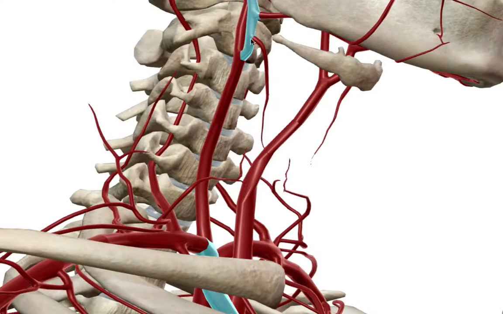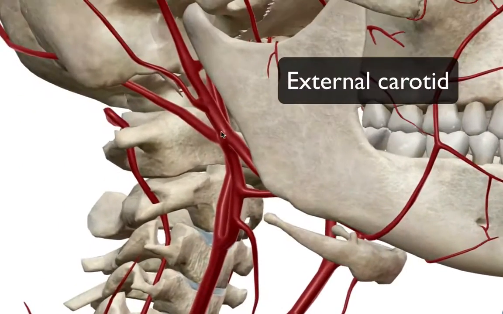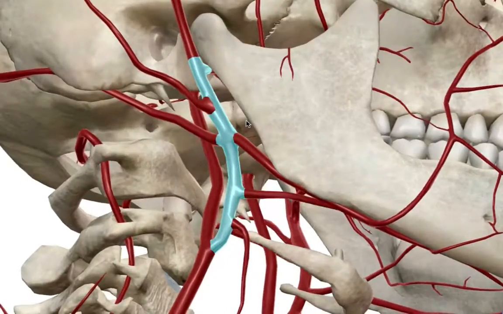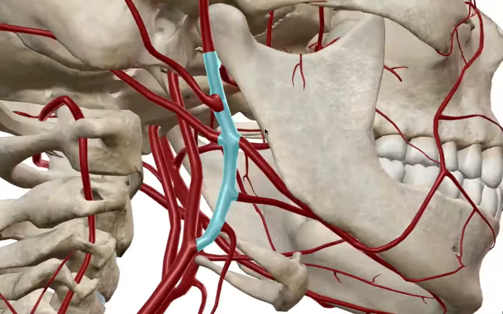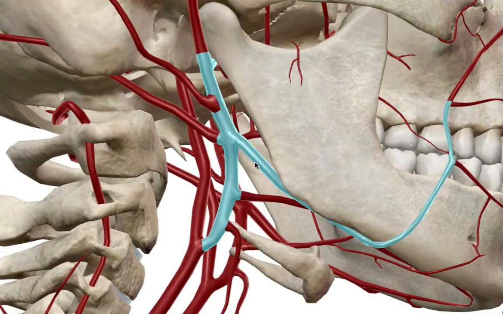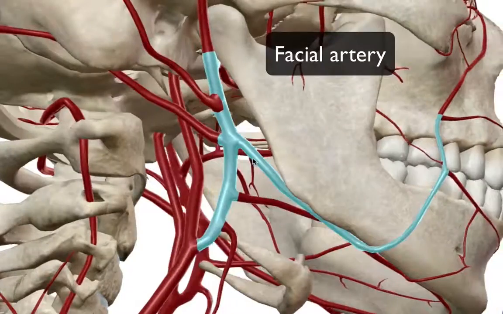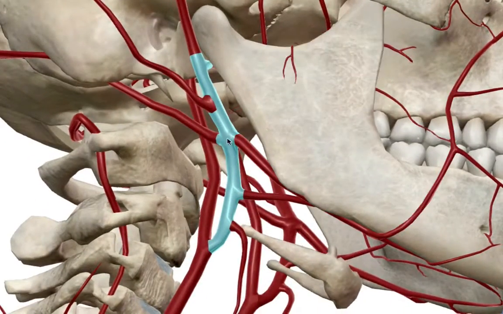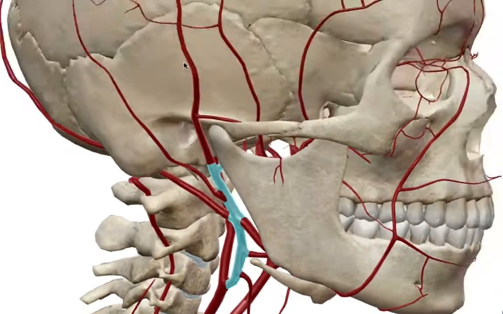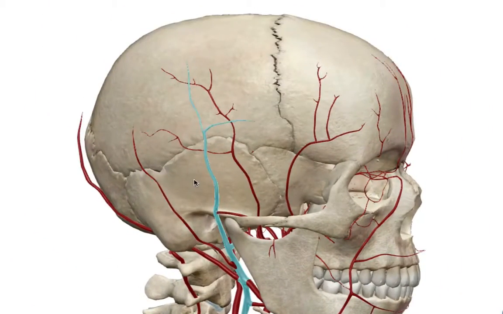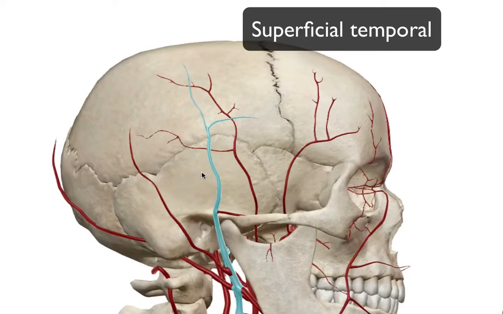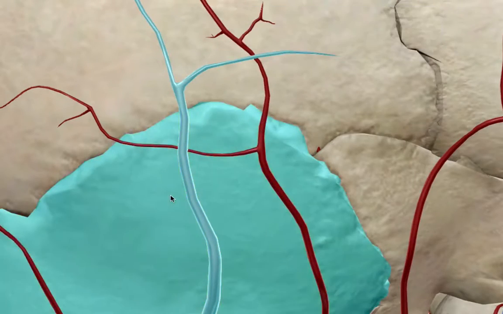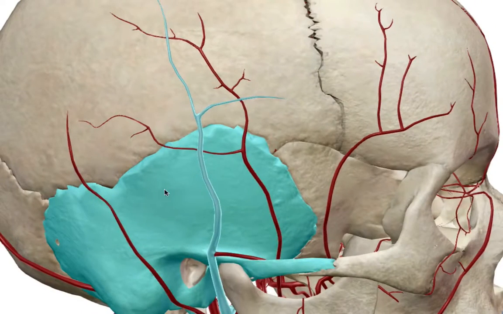So let's first look at the external carotid artery, and let's take a look at what it provides oxygenated blood to. The first one is our facial artery. Then we're going to go up just a bit, and we're going to look at our temporal artery. This is our superficial temporal artery. As you can see, it provides blood for your temporal region.